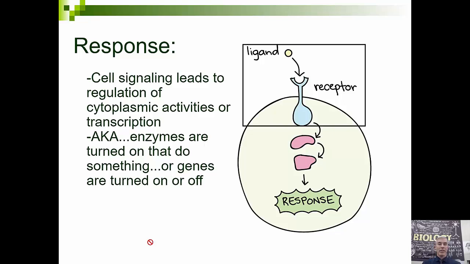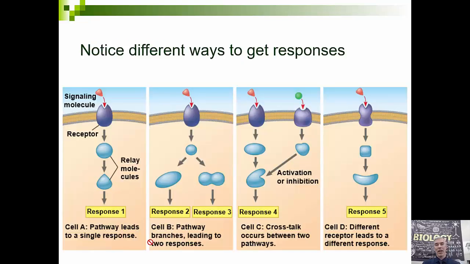Well, a lot of times it does something to change the cytoplasmic activities. So enzymes are turned on or off inside of the cell. Or it's going to go and turn a gene on or off, so a new gene product or a protein is made, and as a result, it causes different changes to happen within the cell. All of that happens through ligands binding. There's a lot of different ways to get responses.